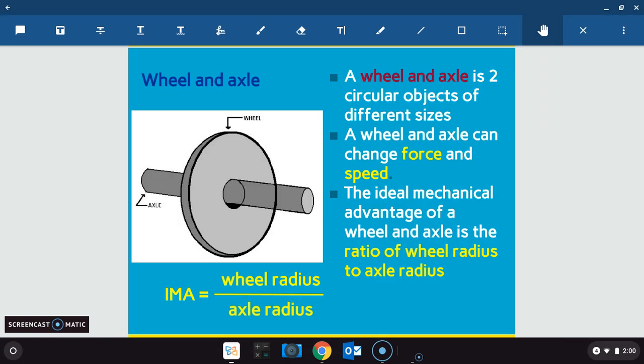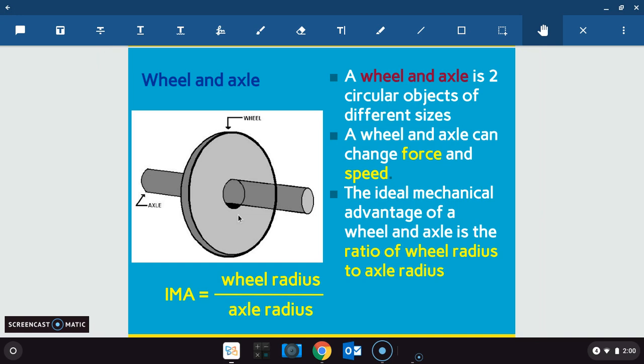Hi, this video is on wheels and axles and on wedges. This continues our discussion on simple machines and their ideal mechanical advantage. Wheel and axle, you're probably somewhat familiar with. Many things have wheels. You've maybe just never thought, what is the axle?